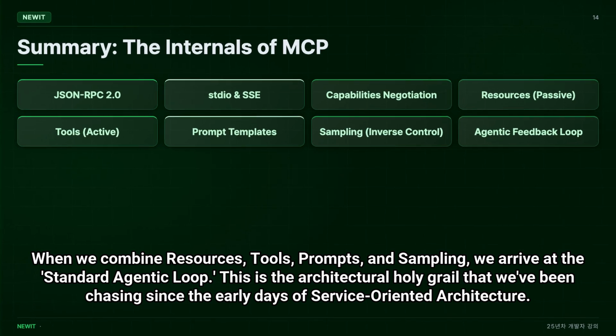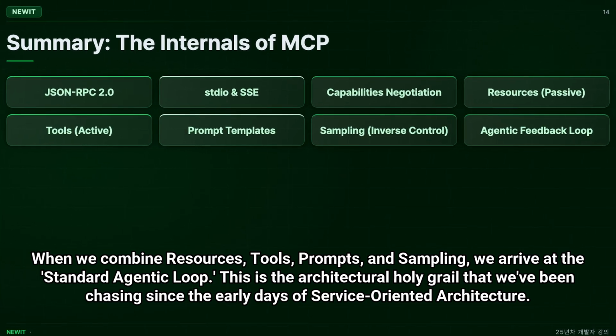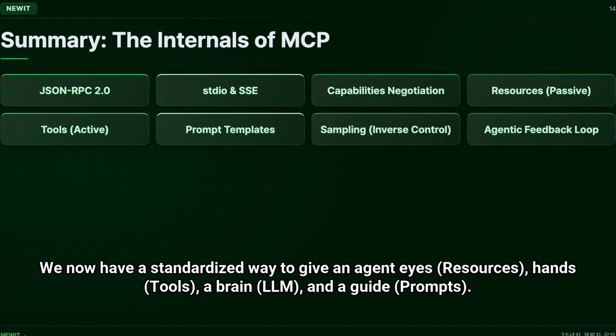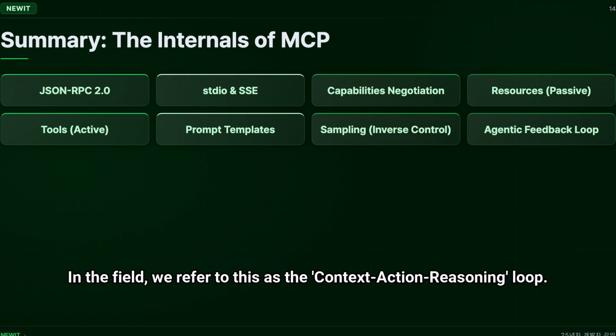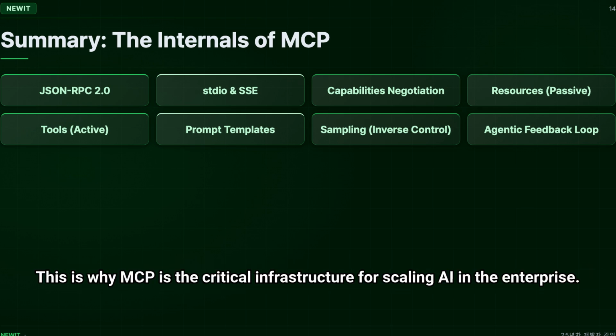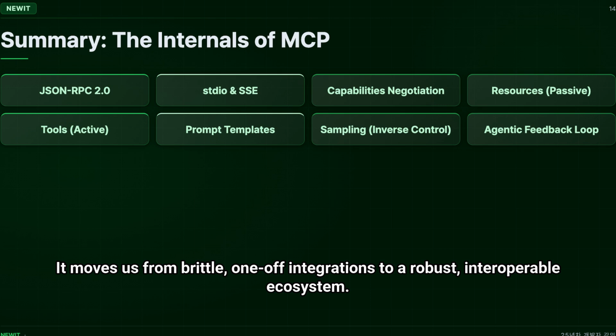When we combine resources, tools, prompts, and sampling, we arrive at the standard agentic loop. This is the architectural holy grail that we've been chasing since the early days of service-oriented architecture. We now have a standardized way to give an agent eyes (resources), hands (tools), a brain (the LLM), and a guide (prompts). In the field, we refer to this as the context-action reasoning loop. By defining these interactions through a formal protocol, we can finally swap out models or data sources without rewriting the entire agent's logic. This is why MCP is the critical infrastructure for scaling AI in the enterprise. It moves us from brittle, one-off integrations to a robust, interoperable ecosystem.